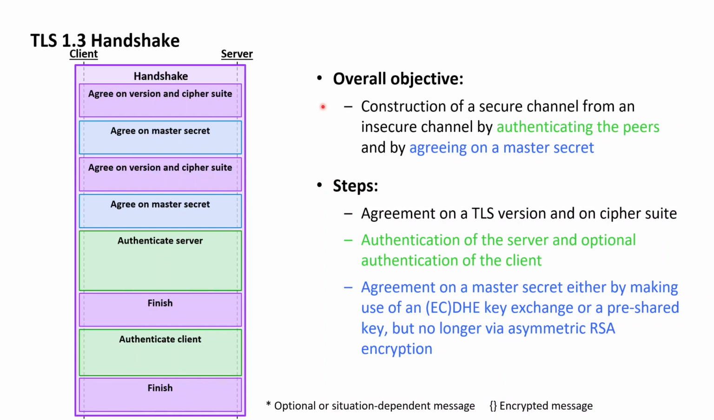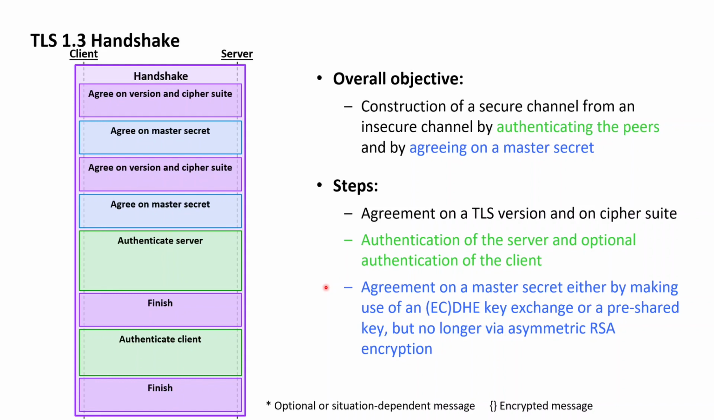Like the TLS 1.2 handshake, the TLS 1.3 handshake passes through stages that serve the agreement on a TLS version and on a cipher suite between the peers involved in the connection, and also passes through a stage that serves the authentication of the server and the optional authentication of the client. The TLS 1.3 handshake then also passes through a stage serving the agreement on a master secret.